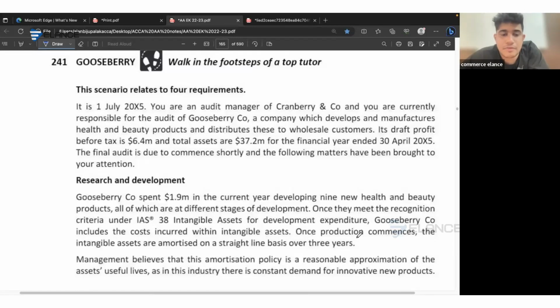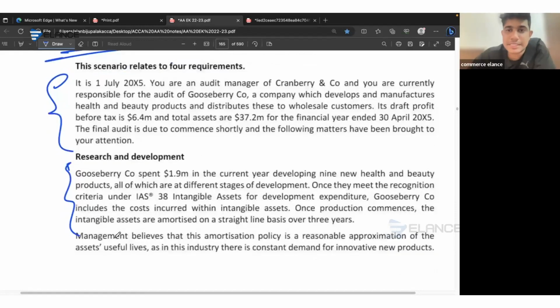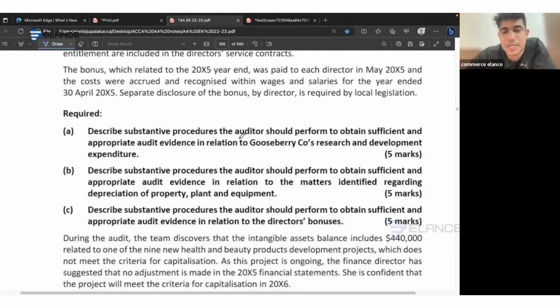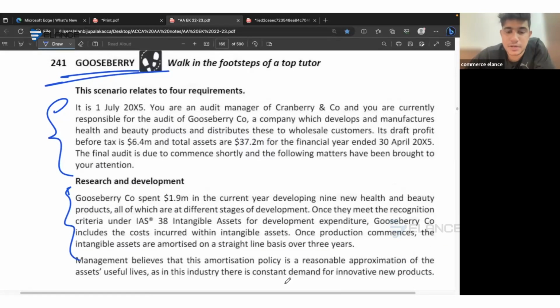Okay, so everyone please do one thing. Everyone please read the question in relation to Gooseberry. Question number 241, Gooseberry. Please read the introductory paragraph and Gooseberry's scenario. And the examiner has asked us, describe the substantive procedures the auditor should perform to obtain sufficient appropriate audit evidence in relation to Gooseberry's research and development expenditure. So they have asked for the substantive procedures in relation to Gooseberry's research and development. So please read this question.